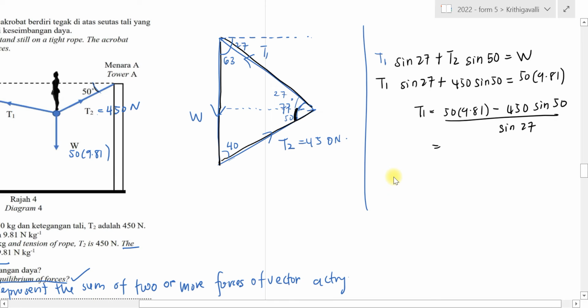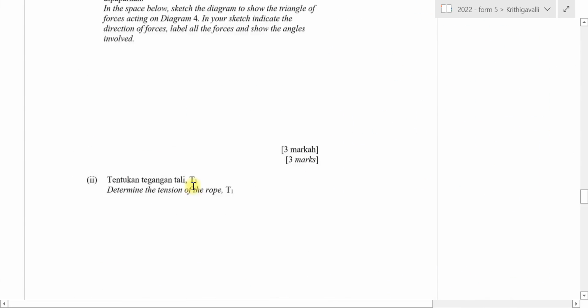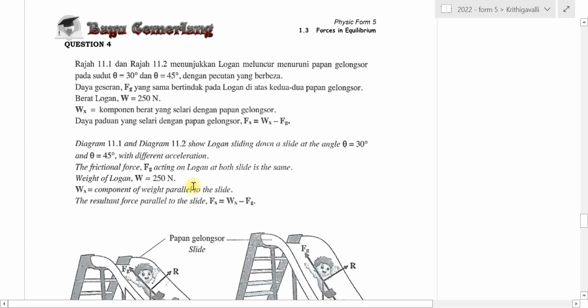I know you can see this. Okay, what is this? 50 times 9.81 minus 450 sine 50. Get the answer divided by sine 27. So I'm getting T1 is approximately 321.11 Newton. Okay, that's the answer. Alright, so easy, right? Right, next final question is the essay question.